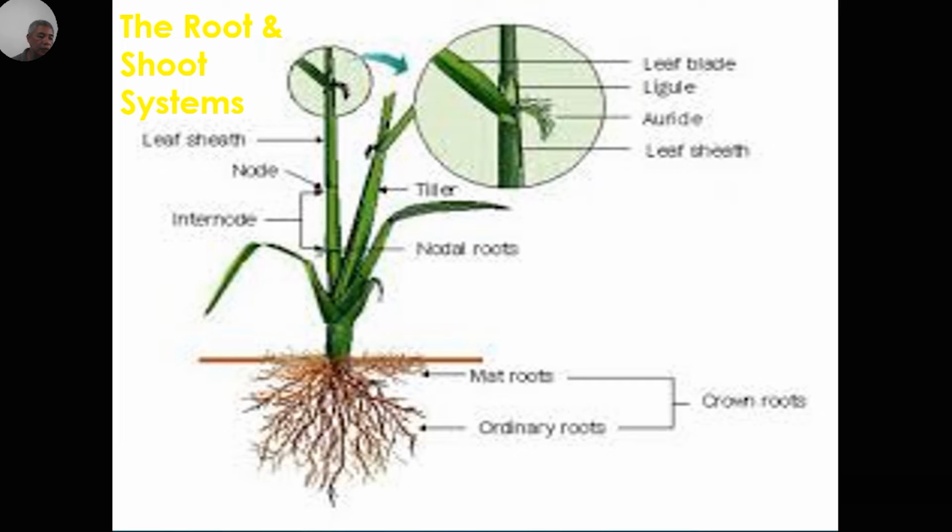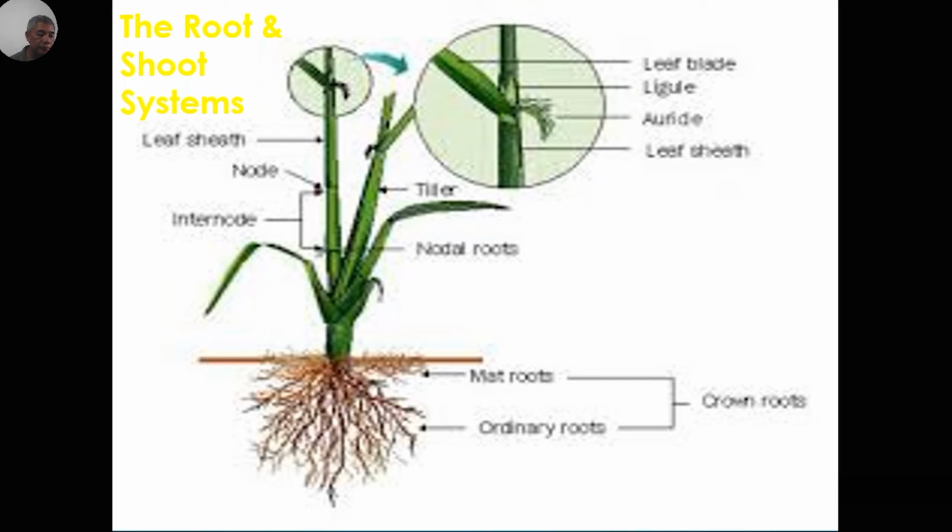Now, with respect to the shoot system, the shoot system of the rice plant develops from the coleoptile and plumule with sheath and consists of the culm. The stem is actually the culm. The leaves are one part. The panicle, which will be introduced to you later, and of course the spikelet and the individual grain.